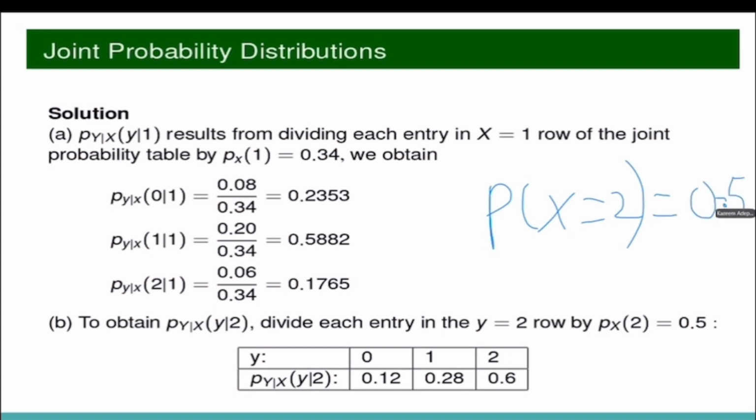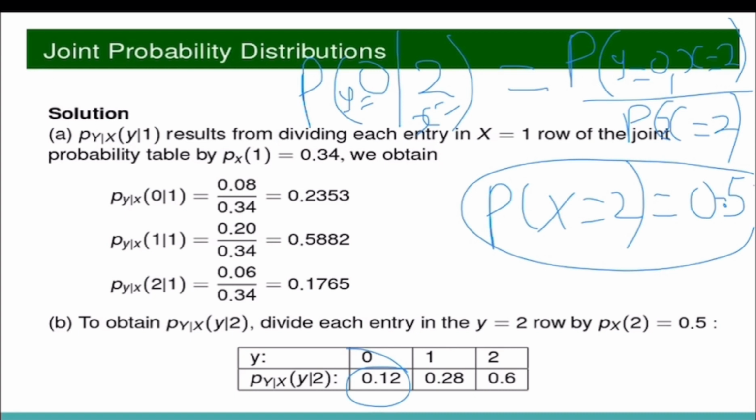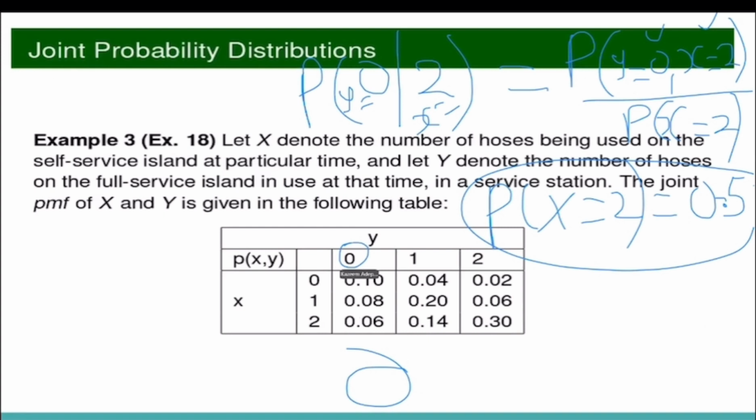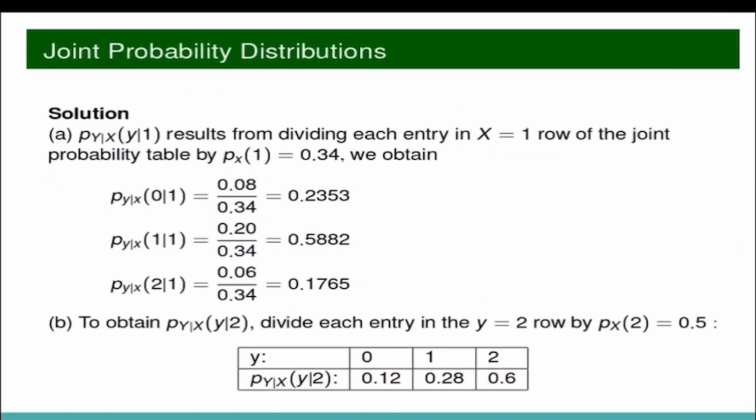Now, how do you think they got that value? That is basically the probability of y equal to 0 given x equal to 2. Don't forget, it's the probability of y equal to 0, comma, x equal to 2, divided by the probability of x equal to 2, which we found to be 0.5. Going back to the table, where y equal to 0 and x equal to 2, that is 0.06. So 0.06 divided by 0.5 gives 0.12. That is what led to this value here.